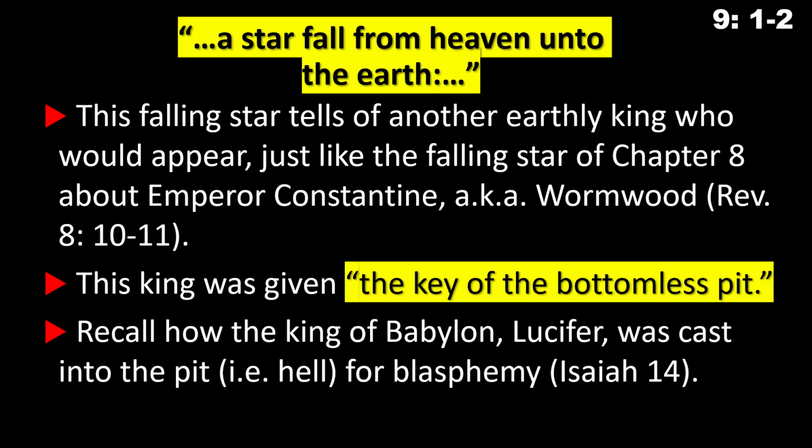This falling star tells of yet another earthly king who would appear, just like the falling star of chapter 8 about Emperor Constantine, who we now know as Wormwood. See Revelation chapter 8, verses 10 and 11. This king, in verse 1, was given the key of the bottomless pit. Recall how the king of Babylon, Lucifer, was cast into the pit, meaning hell, for blasphemy. That is from Isaiah chapter 14.